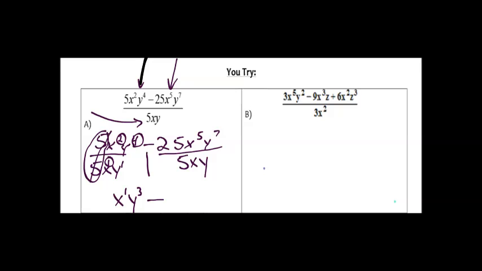Minus, that sign is going to stay the same. 25 divided by 5 is 5. And I subtract the exponents for both these. These both have exponents of 1, so I get x to the 4th and y to the 6th.